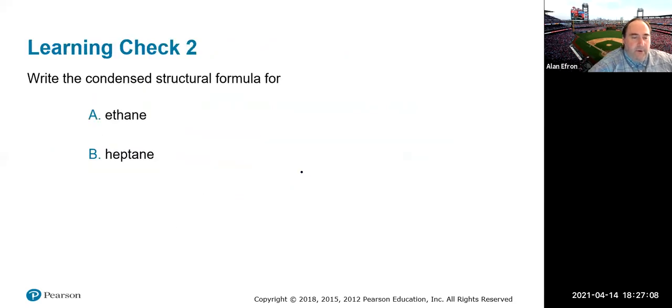Okay. So why don't you take a second here and draw the condensed formula for ethane and heptane, and why don't you also do the line structure for it as well?